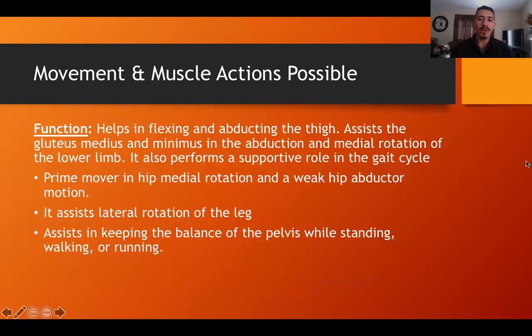Right, movement and muscle actions possible. Its main functions: it's going to help in flexing and abducting the thigh. It's going to assist the gluteus medius and minimus in abducting and medial rotation of the lower limb. It also performs a supportive role in the gait cycle. Prime mover in hip medial rotation and a weak hip abductor motion. It assists in lateral rotation of the leg, and it also assists in keeping the balance of the pelvis while standing, walking, or running.